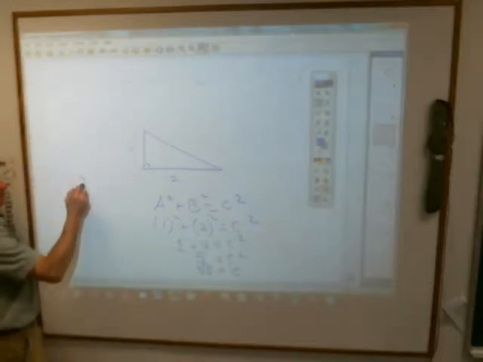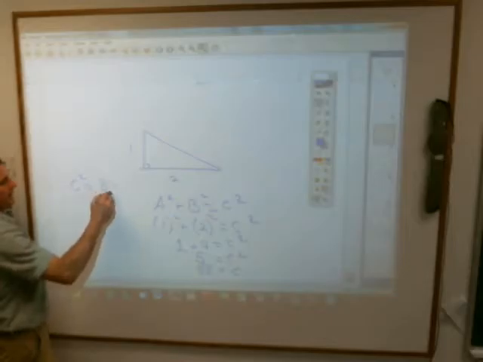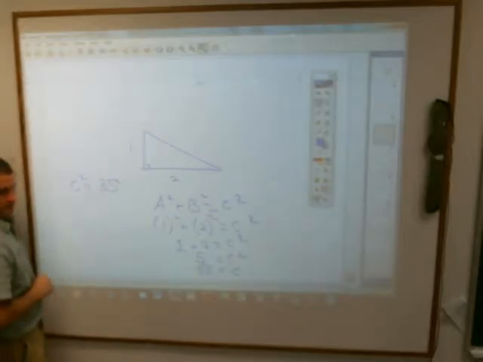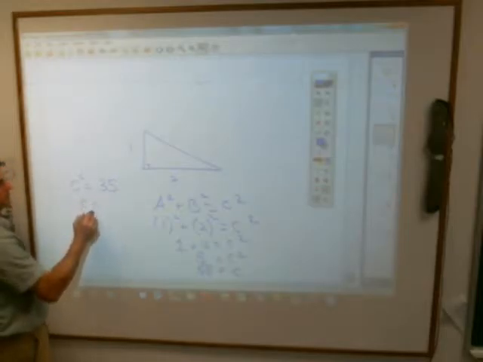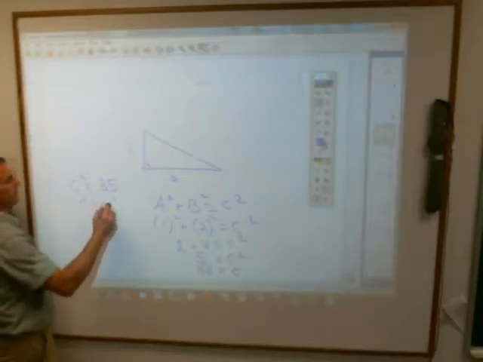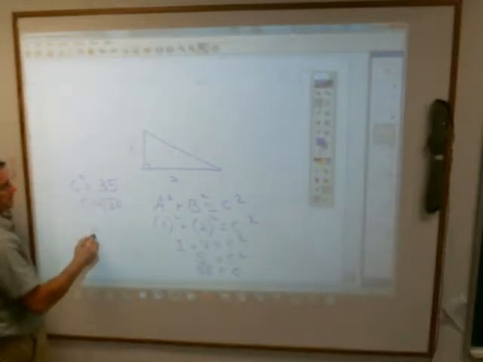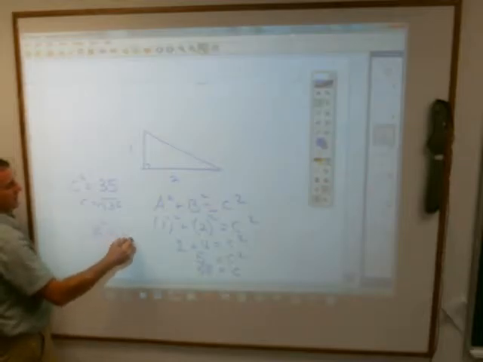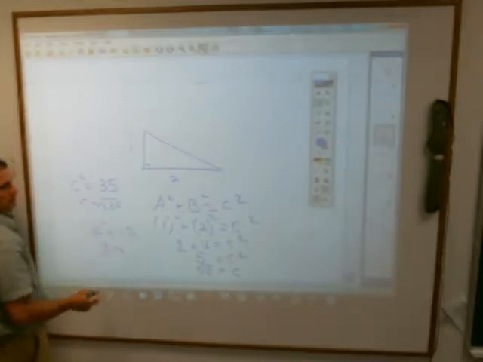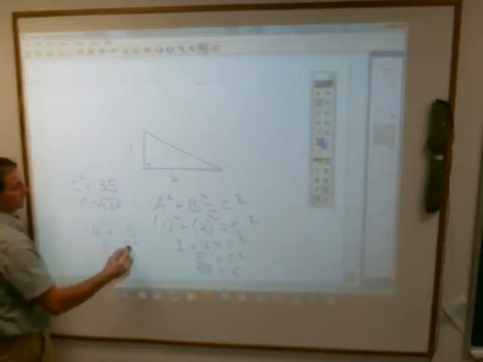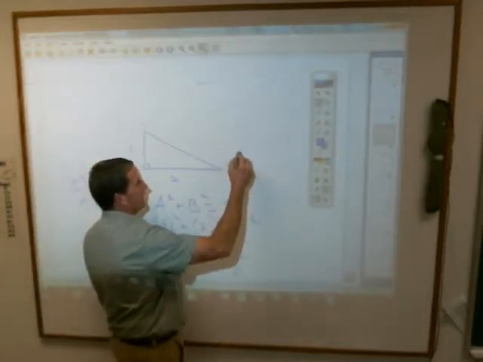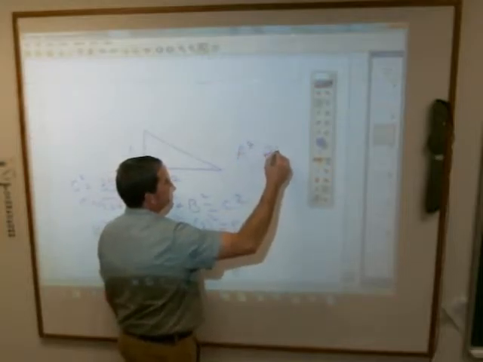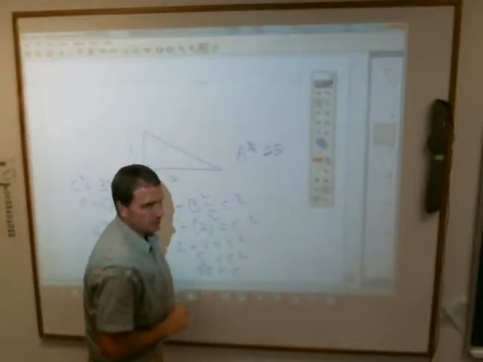What if I end up with C squared equals 35? What does C equal? Drew? If C squared equals 35, what does C equal? Square root of 35. What if B squared equals 10? What does B equal? Kate? 5? Nope, the square root of 10. What if A squared equals 25? What does A equal, Grace?